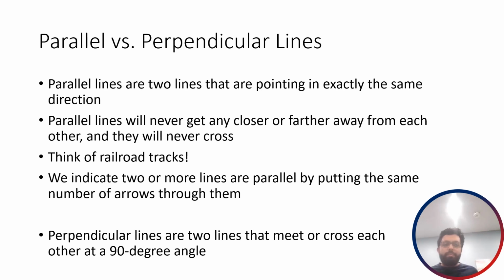So now we're going to talk about parallel and perpendicular lines. These are words that you might have heard before. Parallel lines are two lines that are pointing in exactly the same direction as each other. They will never get any closer to one another, they'll never get farther away from one another, and they'll never cross paths. They're always exactly the same distance from each other.